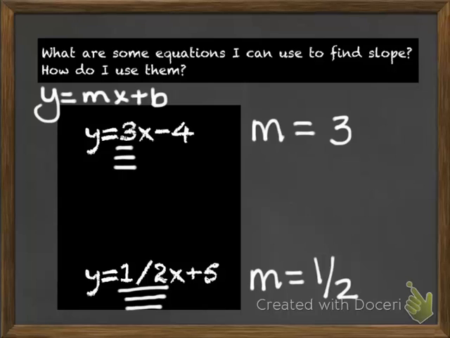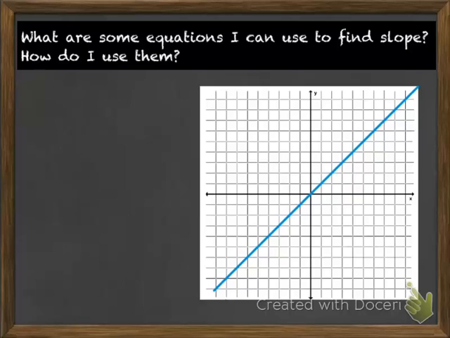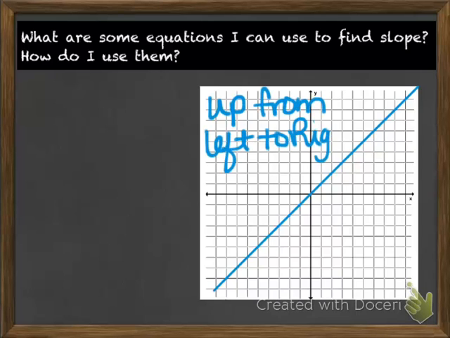Next, we are going to look at finding slope from a graph. When given a graph like the one here, the first thing you want to check is to see if the slope is positive or negative. So in this case, our line goes up from left to right, and so therefore we have a positive line.